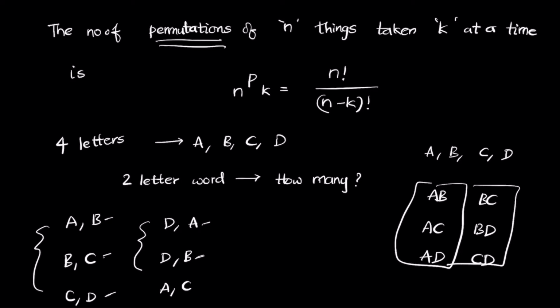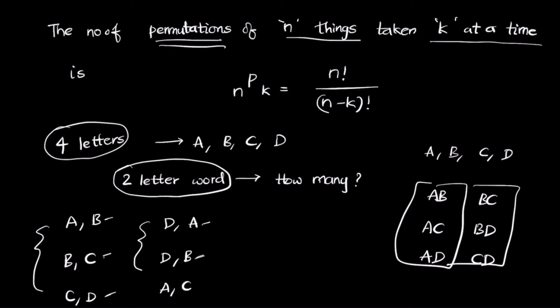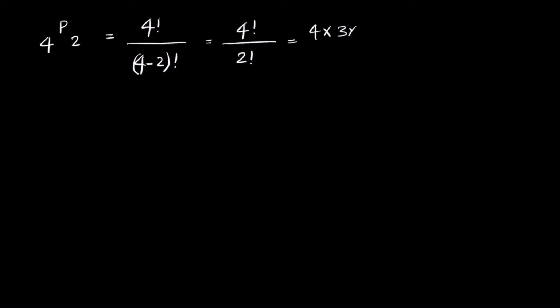Let's try and understand the same thing with permutations now. n represents the total number of things that are available. Out of these, how many are you taking at a single time? That is the 2-letter word that we are taking here. Now let's understand how to calculate permutation. Here we are taking 4 total letters, and out of that we are only taking 2 at a time. So 4P2 is 4 factorial over (4 minus 2) factorial, that is 4 factorial over 2 factorial. So 4 times 3 times 2 times 1 over 2 times 1. The 2s cancel, the 1s cancel. So that gives you a total of 12 ways.